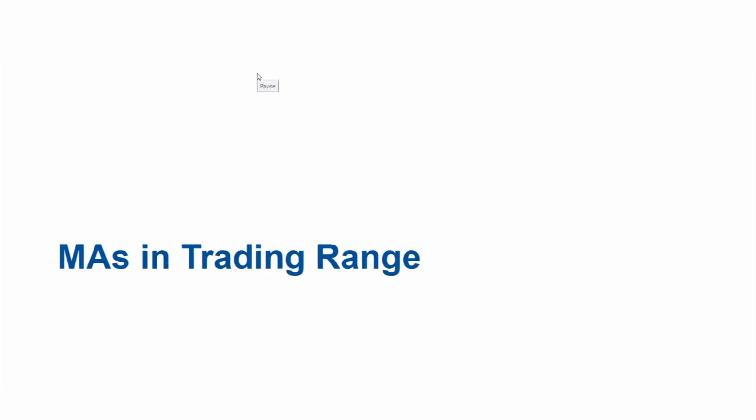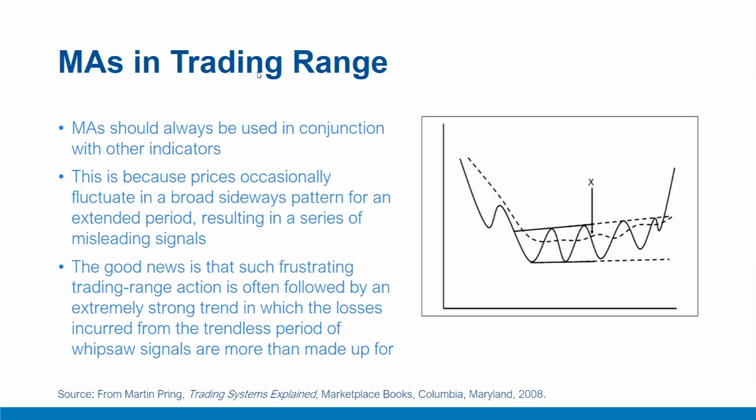MAs in trading range. In this video, we'll discuss how to examine when moving averages are in a trading range. MAs, moving averages, should always be used in conjunction with other indicators. This is because prices occasionally fluctuate in a broad sideways pattern for an extended period like this. Here you can see moving average fluctuating in a sideways range pattern. This results in a number of misleading signals like here. These are whipsaw signals, false signals.